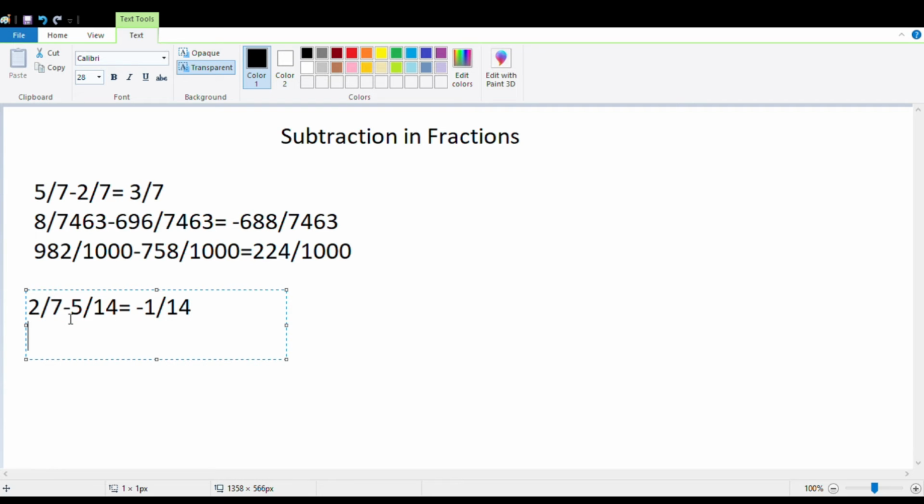Let's take another example. For this next problem, we will be finding 8 by 735 subtracted by 900-something by 1,000.